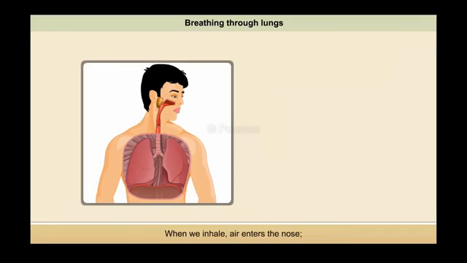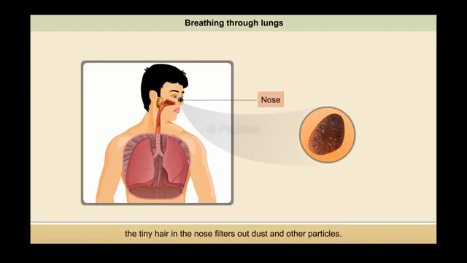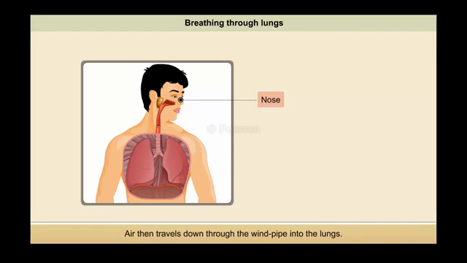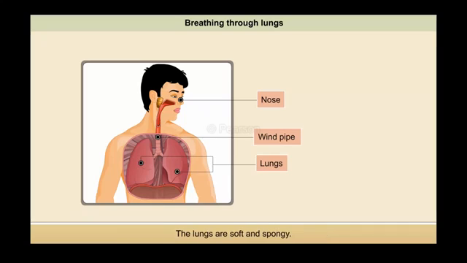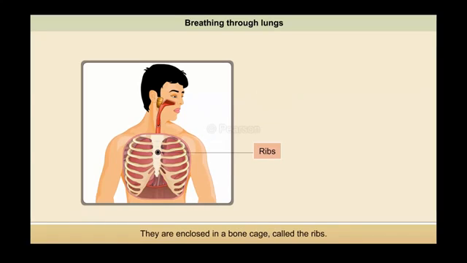When we inhale, air enters the nose. The tiny hair in the nose filters out dust and other particles. Air then travels down through the windpipe into the lungs. The lungs are soft and spongy. They are enclosed in a bone cage called the ribs.